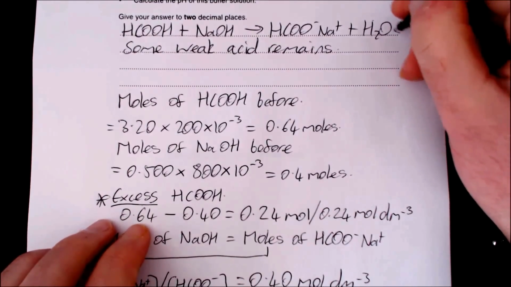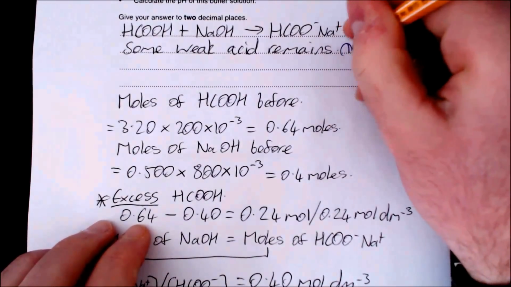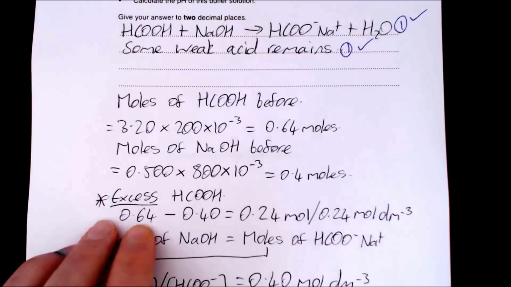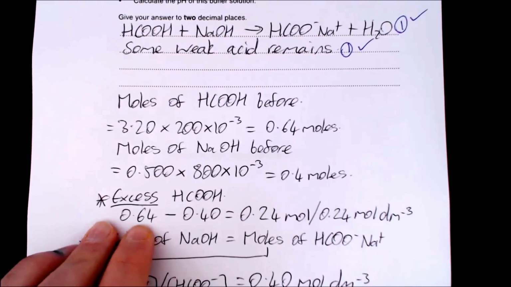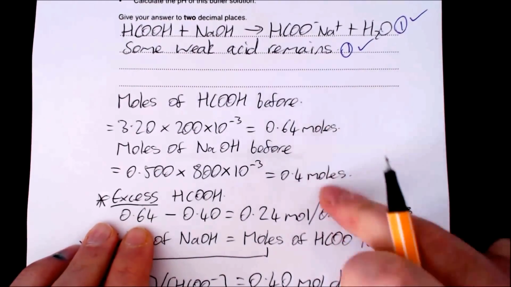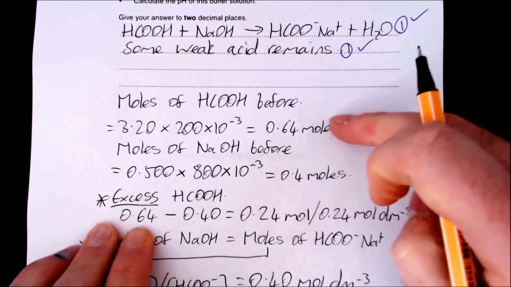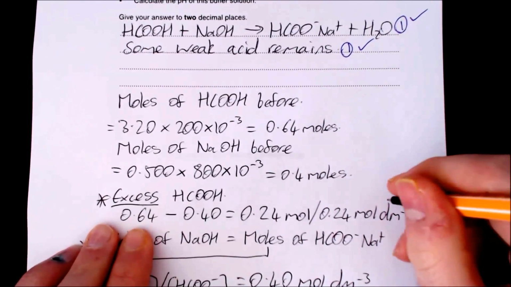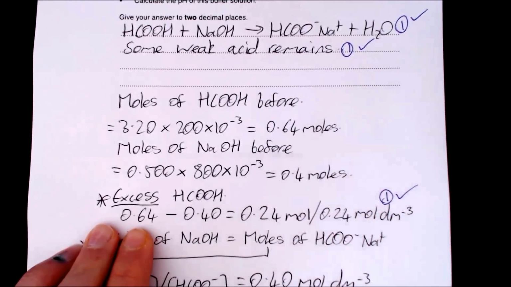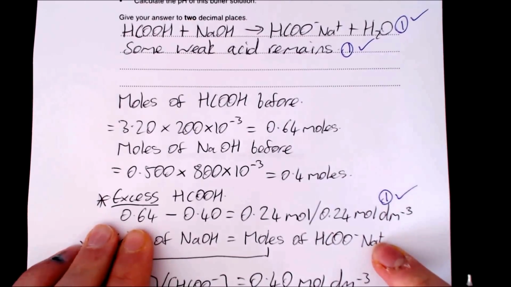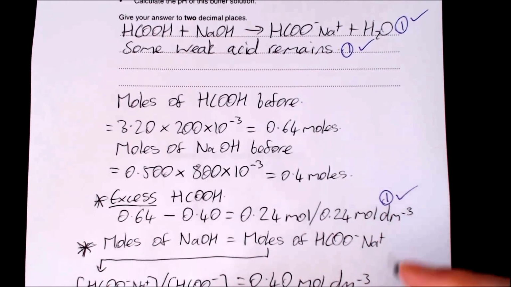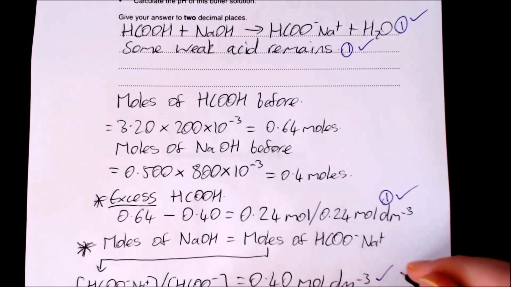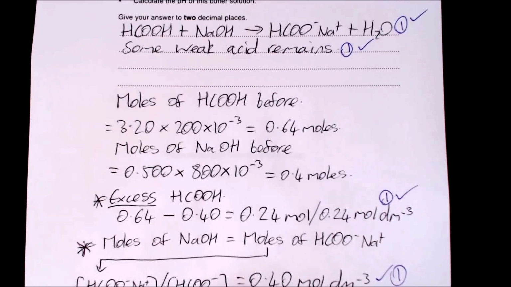You get 1 mark for your equation up there. You get 1 mark for saying that you have an excess, which is that some acid or weak acid remains, and that's actually demonstrated here. You can see there's more acid than there is alkali. You get 1 mark for working out the number of moles of acid that are in excess, which is that bit there. You also get 1 mark for working out the number of moles of alkali, which is that one there. So you get 1 mark there.